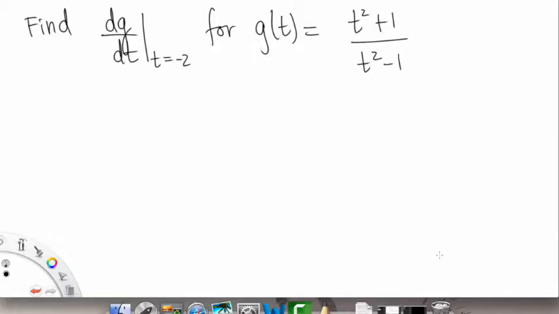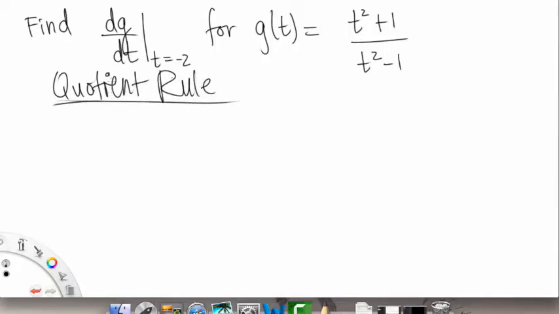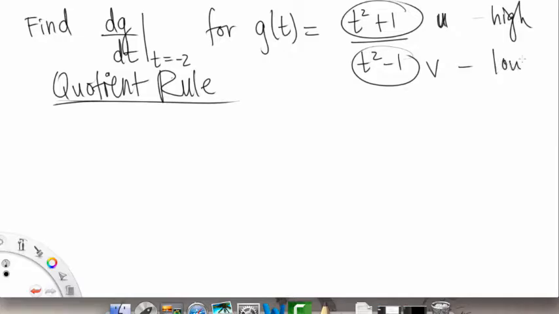So we're going to find dg/dt evaluated at t equals -2, for g of t equal to (t squared plus 1) over (t squared minus 1). Okay, so here we see a fraction, so we're going to use the quotient rule, in contrast to the product rule that we saw in the other example. For this one we have to identify what's the top. This is going to be our u, and this is our v. The top is u, that's high, and the v is the low function.